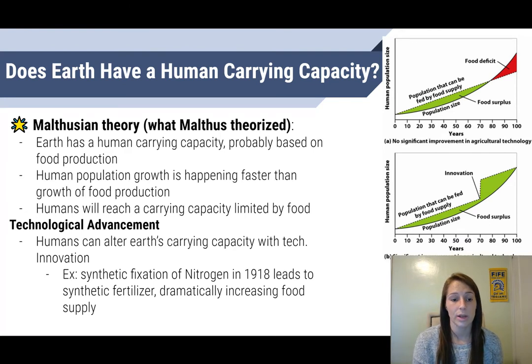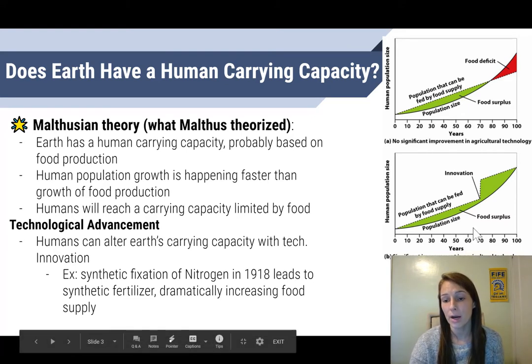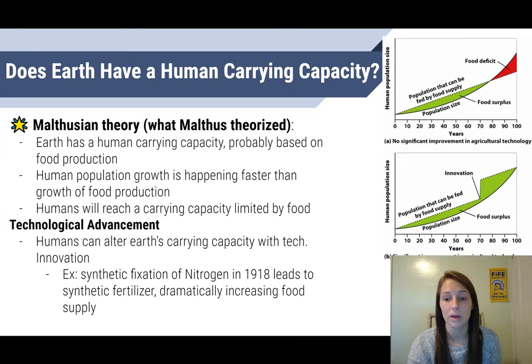Now, an example of this is how in the early 1900s, scientists figured out how to do fixation of nitrogen in a way that can be used for synthetic fertilizers. And once we started having synthetic fertilizers, this dramatically increased the food supply, and it increased the amount of food that we were able to grow on our farms. So if you look at the bottom graph here, it shows the same growth curve of the population and how much population could be fed by food supply. But if you look at when we had this jump in fertilizer, that innovation changes this graph in a way that we can create more food.